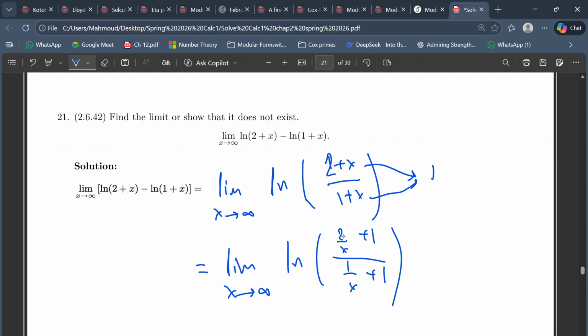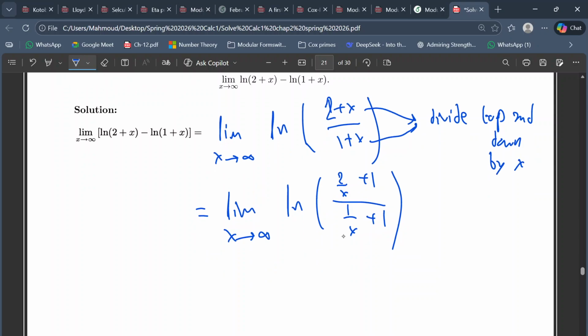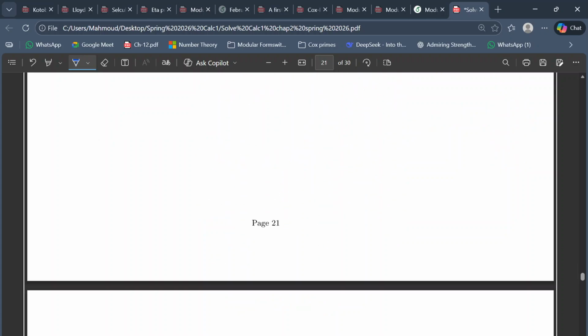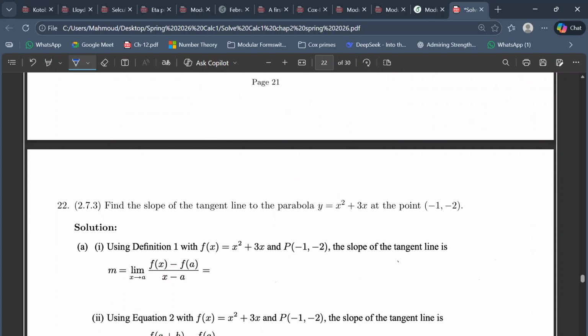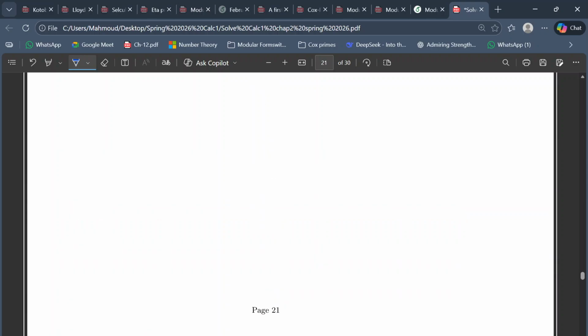Divide top and bottom by x. Is it good? So what's the result for this problem? Ln 1, right? Equals what? 0. Thank you. Now find the slope. Yeah. Then 0. Here it's 1.